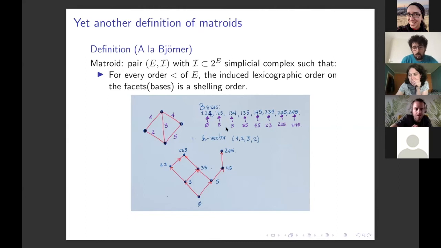But you can also order these. Sorry, one more question. Federico Ardila is asking, is this poset one of Las Vergnas's posets on bases? It's the internal order poset of the bases, yes. It's the exact same one. It's the internal poset of Las Vergnas.